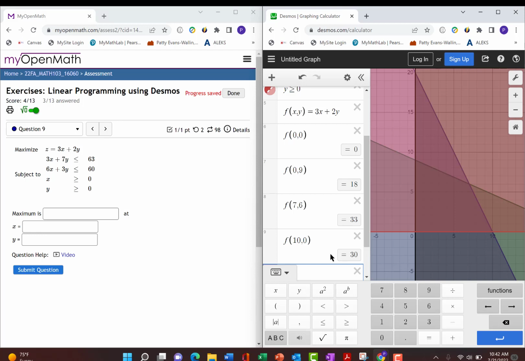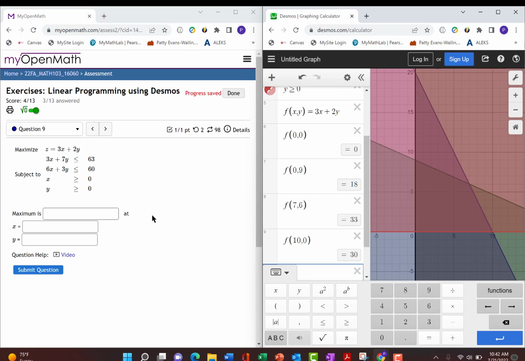Now that I have found the value of this objective function at all four corner points, the maximum is the one with the highest answer, which is this 33. This occurs at the ordered pair 7, 6, which is the x and the y. So when x is 7 and y is 6.